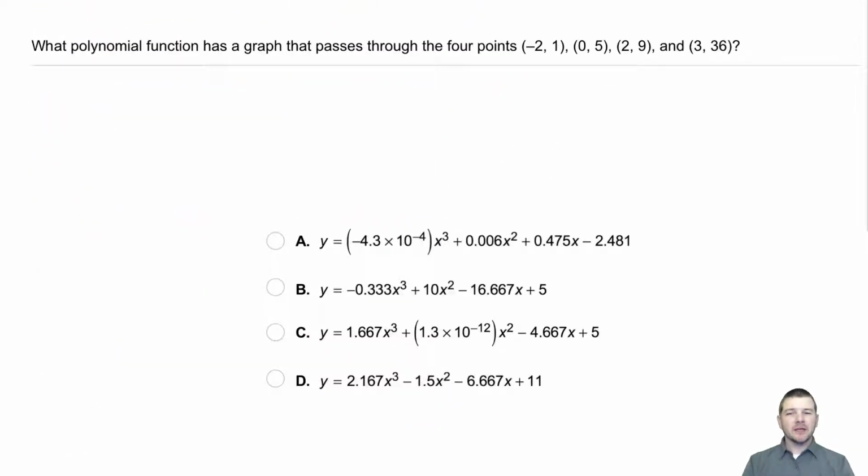Your turn. What polynomial function has a graph that passes through the 4 points (-2, 1), (0, 5), (2, 9), and (3, 36)?